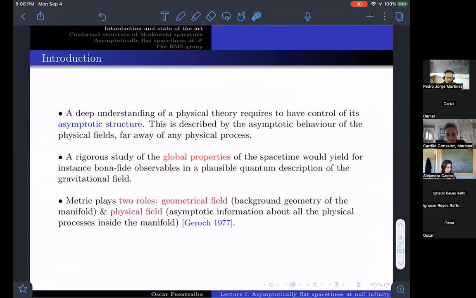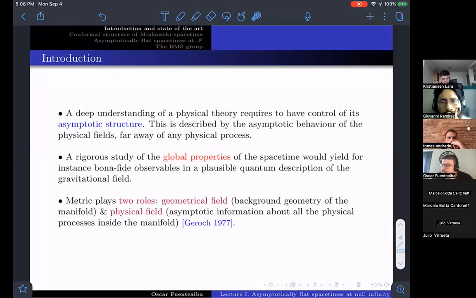But one of the difficulties that we find in gravity, besides the nonlinearity of the theory, is that the metric is playing two roles. One is a geometrical field. This means that it possesses information about the background geometry of the manifold, and also it's a physical field. And this means that it has asymptotic information about all the physical processes inside the manifold. And this is something that I found very interesting in the original paper of Penrose at the end of the 60s about the asymptotic structure of spacetime.